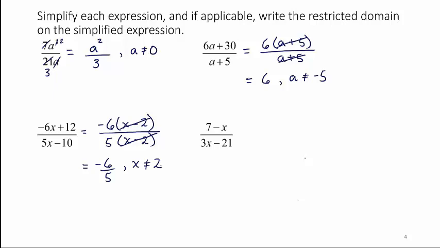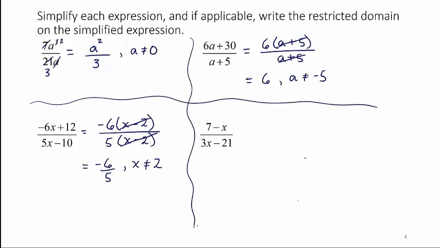Okay, now this last one here, I'll section this off here a bit. We have 7 minus x over 3x minus 21. Now, in the numerator, I don't see, at least right off the bat, any factoring that needs to be done there. In the denominator, I see that I can pull a 3 out, right? So I have 3 times the quantity x minus 7. So I notice in the numerator I have 7 minus x, and in the denominator I have x minus 7. So close, but not the same thing, right?